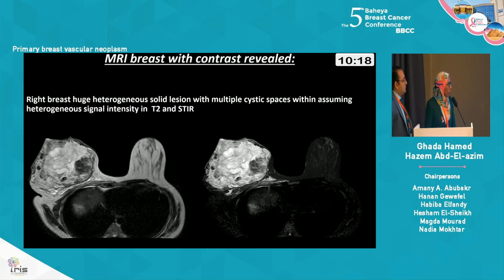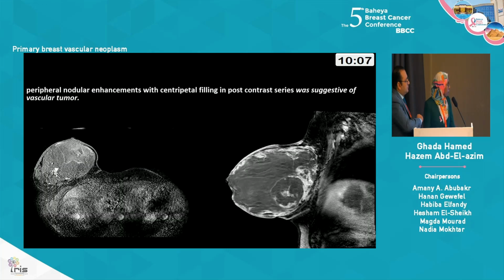Urgent MRI of the breast with contrast revealed a huge heterogeneous solid lesion in the right breast with multiple cystic spaces within, assuming heterogeneous signal intensity in T2 and STIR. Peripheral nodular enhancement with centripetal filling in the post-contrast series was suggestive of a vascular tumor.